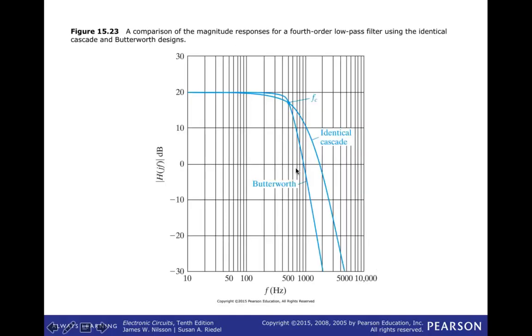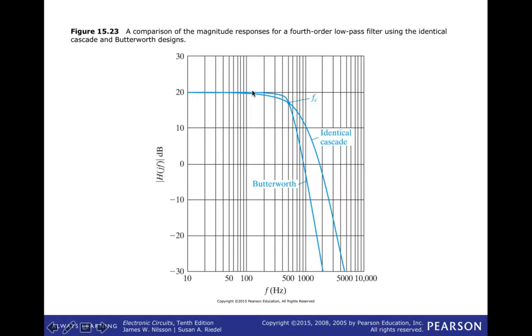Now, why is this considered superior? Here is a Bode plot comparing two different filter setups. One is the identical cascaded filter, and one is the Butterworth filter. So notice, first of all, in the passband region, the Butterworth filter hugs the gain line a little more closely, and this knee is a little more abrupt.